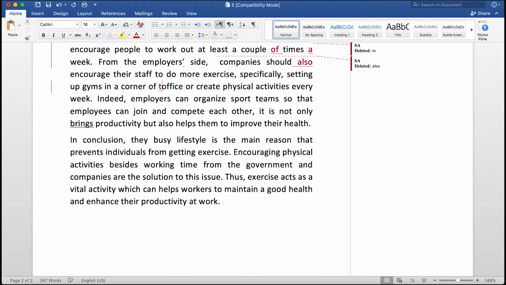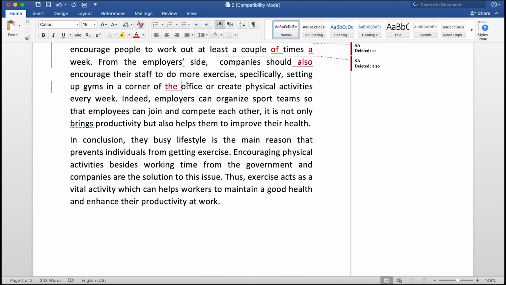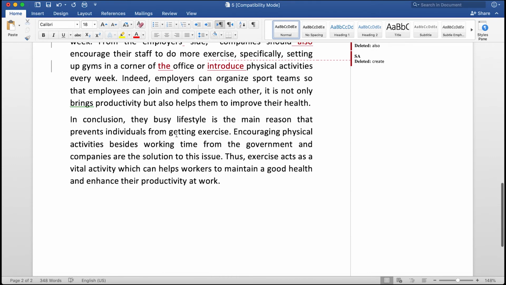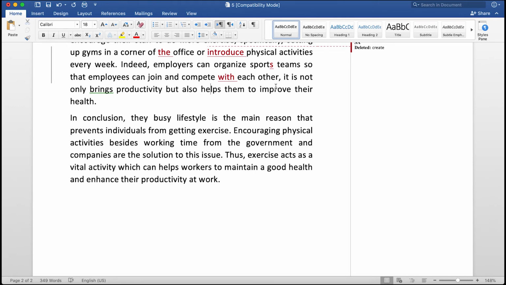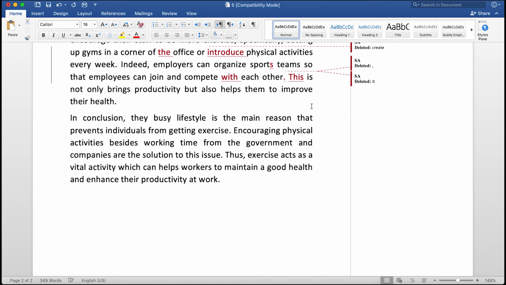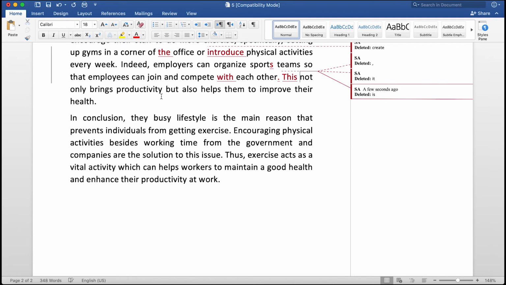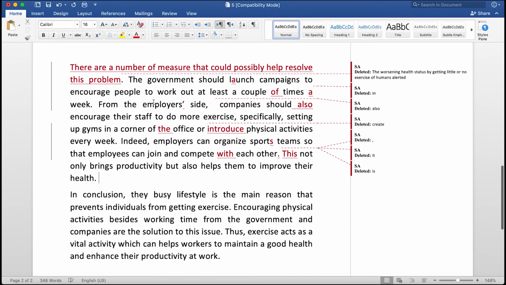So in a corner of the office, or in an office corner, or create physical activities every week. I don't think create is a good verb. So introduce, right? You introduce physical activities every week. Indeed, employers can organize sports teams. Okay, when sport becomes an adjective, it's always sports. So, like sports center. No one says sport center. There's an S. So can organize sports teams so that employees can join and compete each other. Compete needs a preposition, therefore compete with each other. And then we have another comma splice, so that teams can join and compete with each other. Okay, so you need to finish off that sentence here and then say this not only brings productivity, but also helps them to improve their health. Okay, fair enough.